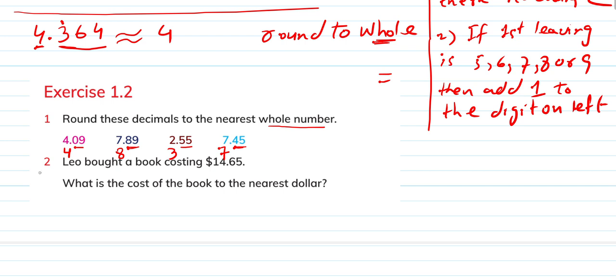Now, in this question, question number 2, Leo bought a book costing $14.65. What is the cost of the book to the nearest dollar? Nearest dollar means full dollar, the whole number.